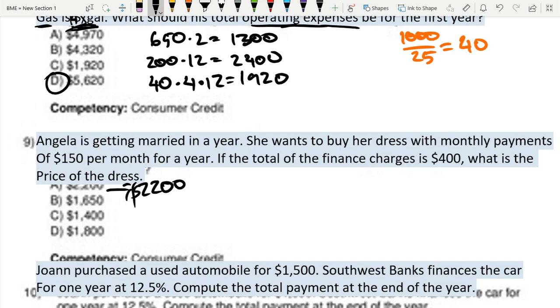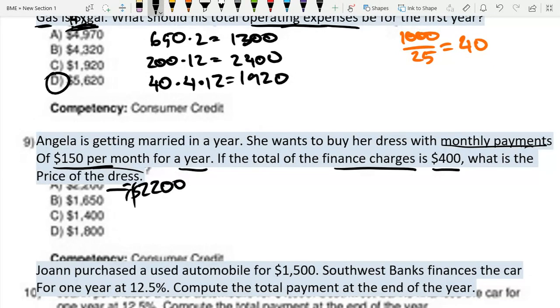We have question 9. Angela is getting married in a year. She wants to buy her dress with monthly payments of $150 per month for a year. If the total of the finance charges is $400, what is the price of the dress? I should have probably been underlining, so let me just do that. Monthly payments, $150 per month. This goes on for a year. Finance charge is $400. What is the price of the dress?